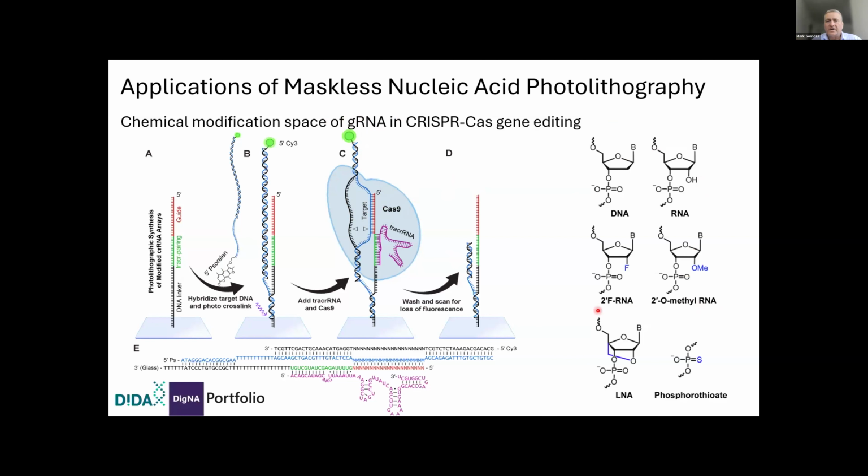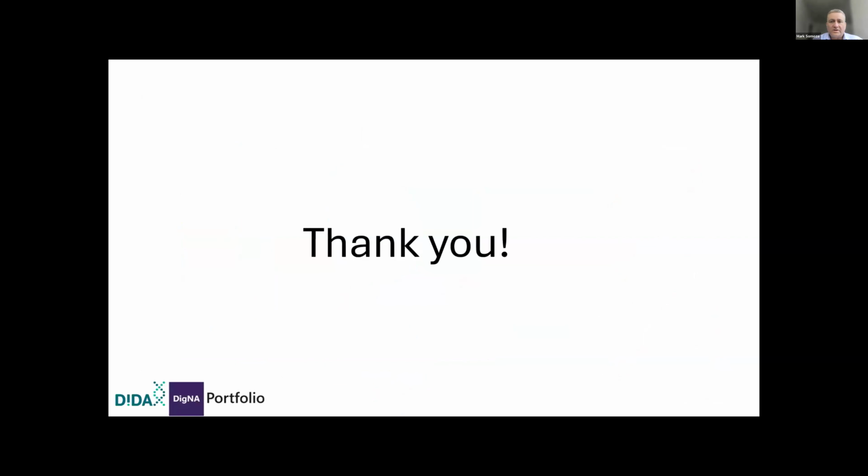On the right here is a selection of the types of modifications that we'd use. Maybe the guide RNA tolerates DNA, prefers RNA, but we can do some selective substitution with DNA, 2' fRNA, 2' O-methyl RNA, LNA, and some other chemical modifications. Anyway, that brings us to the end of the presentation, and I hope it was helpful and gave you some insights into the chemical synthesis of DNA and also other nucleic acids and some other applications.